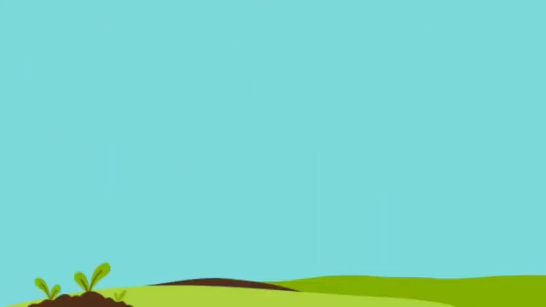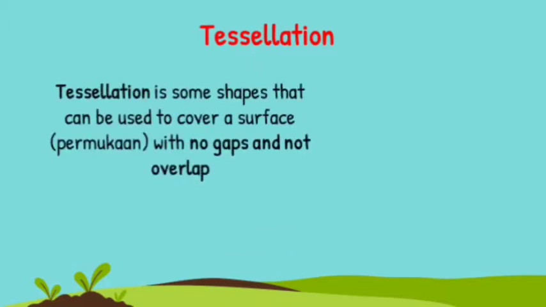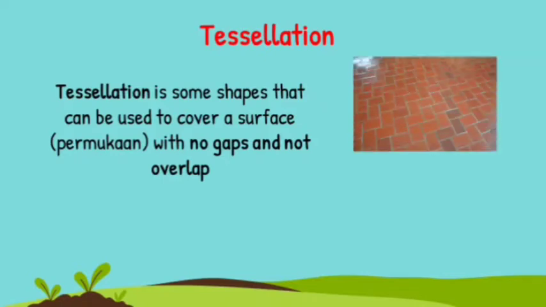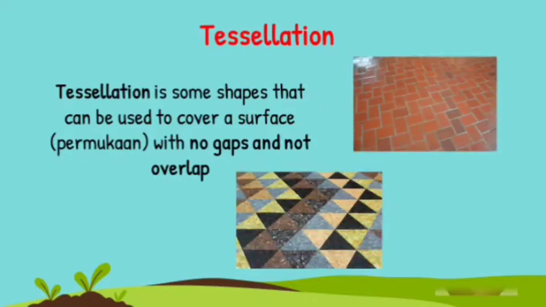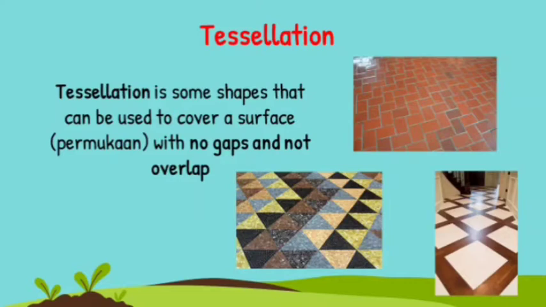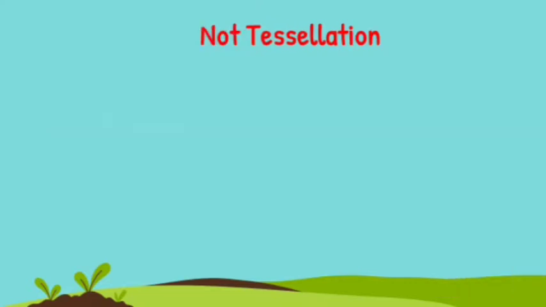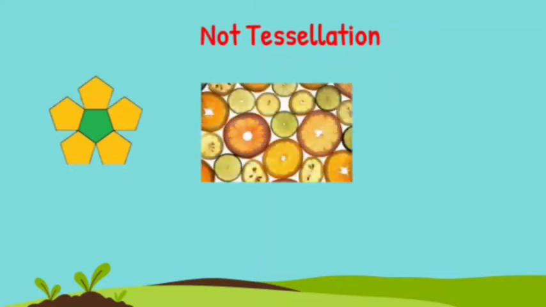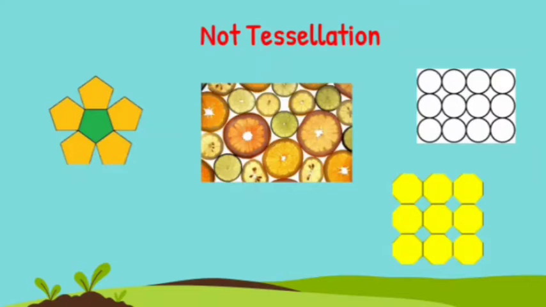Then the next is tessellation. Do you still remember what tessellation is? Tessellation is some shapes that can be used to cover a surface with no gaps and not overlap, like this. And these are not tessellation. There are gaps and they overlap.